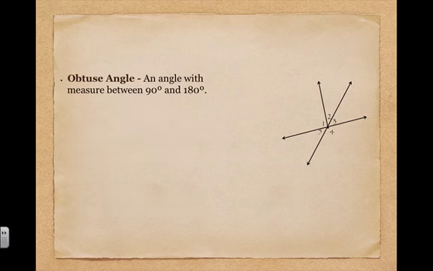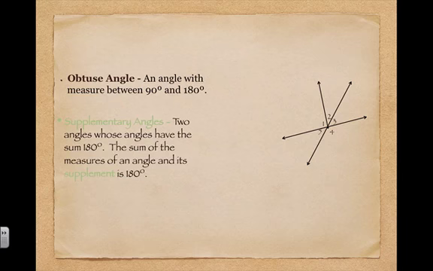Okay, next one is an obtuse angle, which we know is an angle whose measure is between 90 and 180 degrees. Now looking at this diagram, there is only one angle that fits that bucket, and that's angle 4. Its measure is greater than 90, but it is not a straight angle, so it's less than 180 degrees.